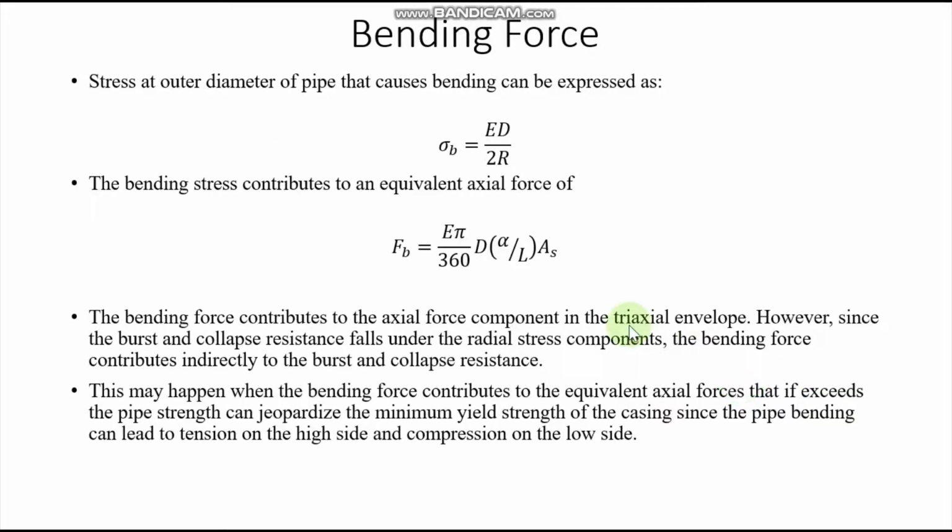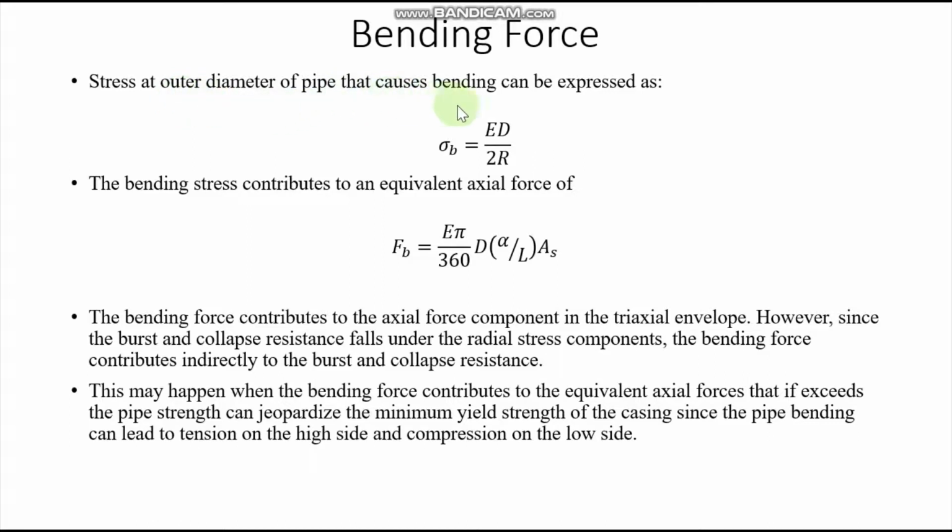Now moving on to the second factor, which is the bending force. Bending force occurs when there are two axial forces acting on the pipe, where the upper side is in compression and the lower side is in tension.